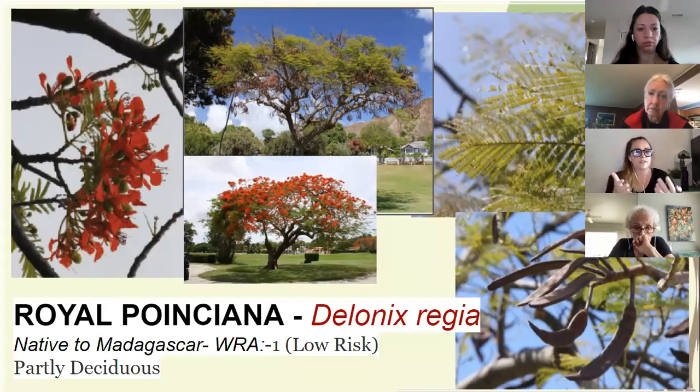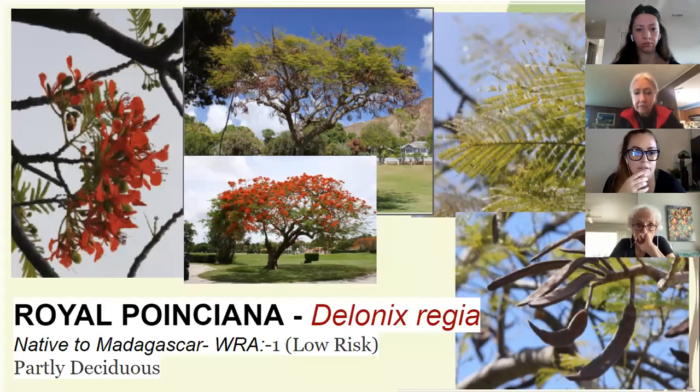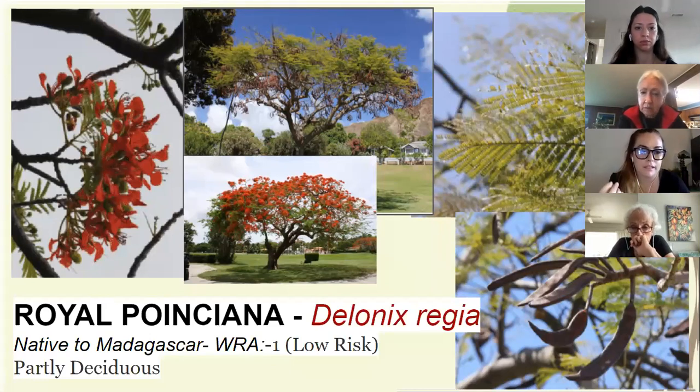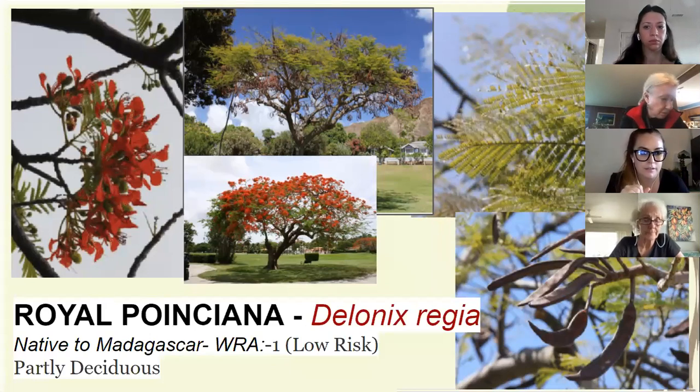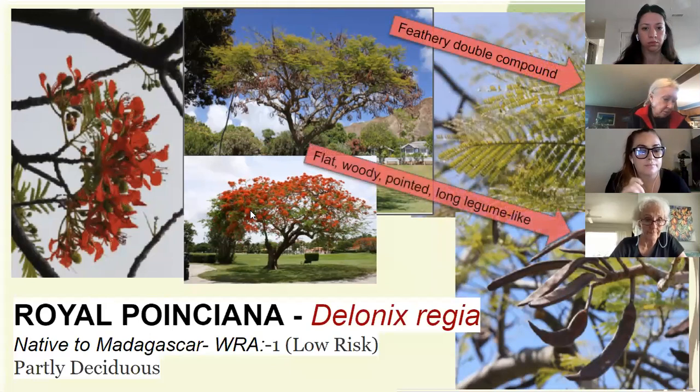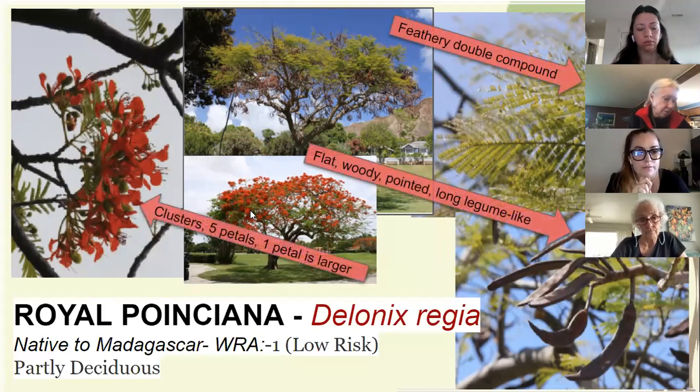What are some markers here? And again, feel free to add in if you see characteristics of how you would describe this tree. I know I mentioned before, we have the feathery leaves. They're really, really fine. They're doubly compound. Some other markers on this tree, if it's flowering or not: we have those flat, woody, pointed, long, legume-like pods that pop out, as well as the flower clusters.